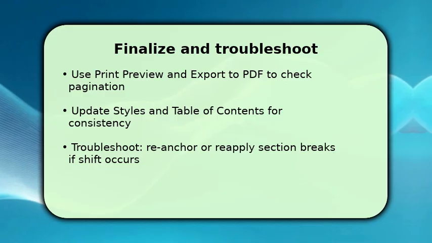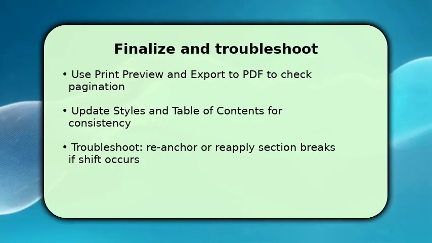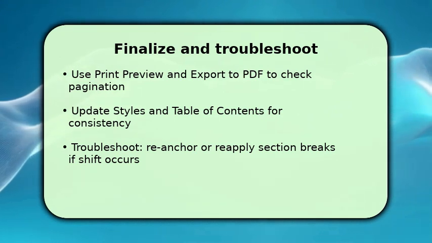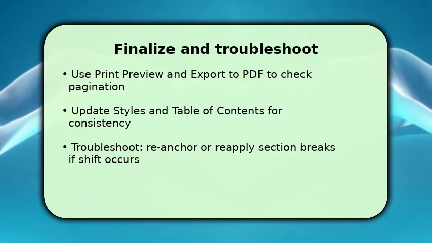Update styles so headings, lists, and body text remain consistent, then regenerate the table of contents if needed. If layout shifts after edits, re-anchor objects or reinsert section breaks to restore structure. This fixes most misalignments. Make sure to save incremental versions so you can revert. That way you avoid losing a correct layout when making final tweaks or collaborative edits.